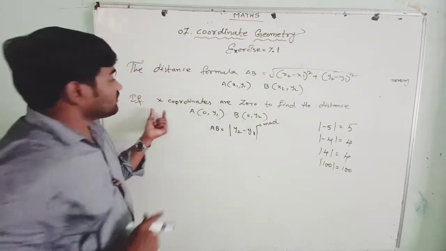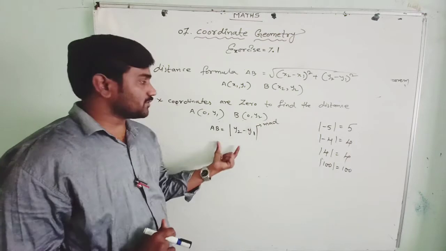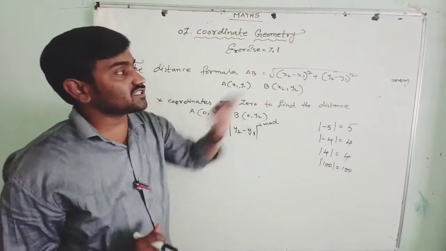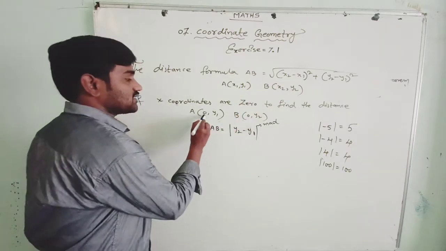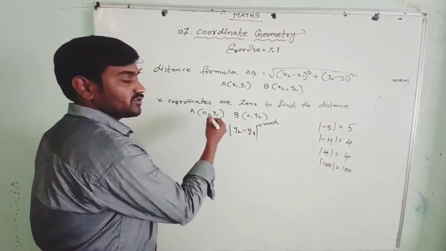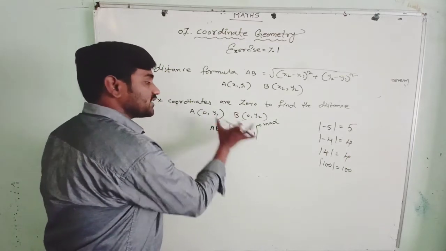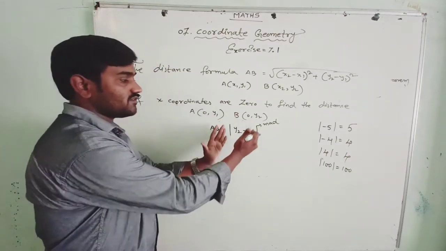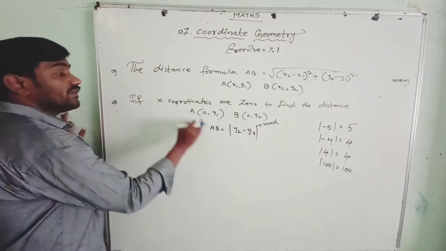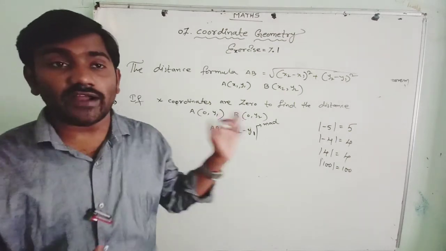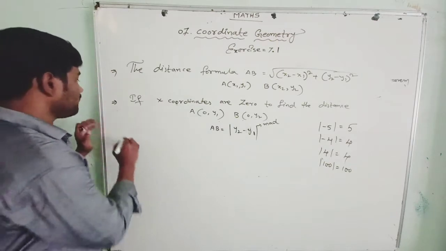So if the x coordinate values are 0, to find the distance, simply use this formula instead of the original one. Instead of using x1, y1, x2, y2, we have x1 value 0, y1 some value, and x2, y2 values. But when the x coordinates are 0, directly use this very small formula, and within 2-3 steps you will get the answer. So when the x coordinates are 0, to find the distance, the formula is mod y2 minus y1.